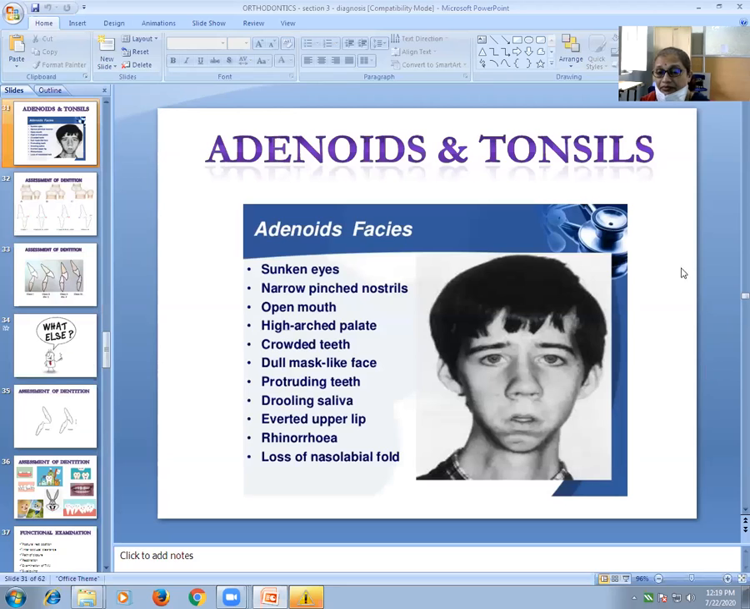Now, adenoids and tonsils. You will ask why we should look at the adenoids and tonsils in orthodontic treatment. What's the relation?